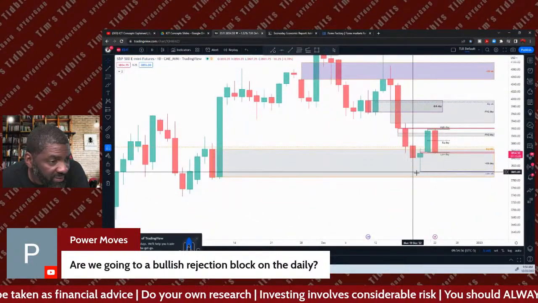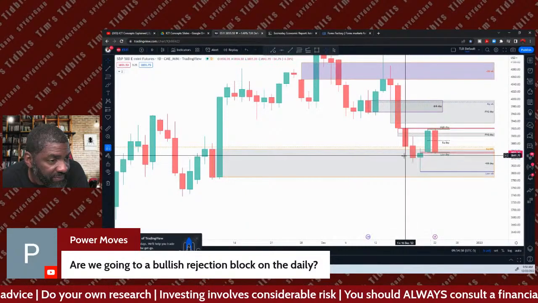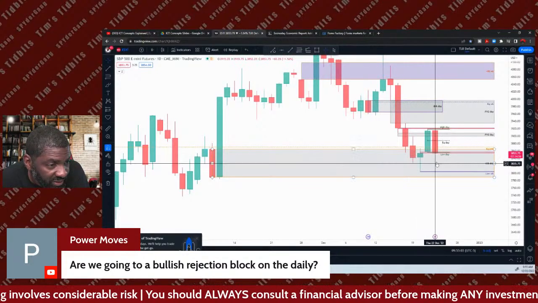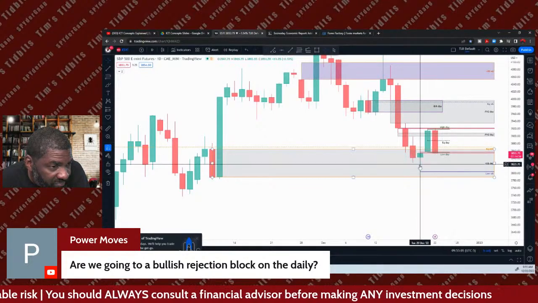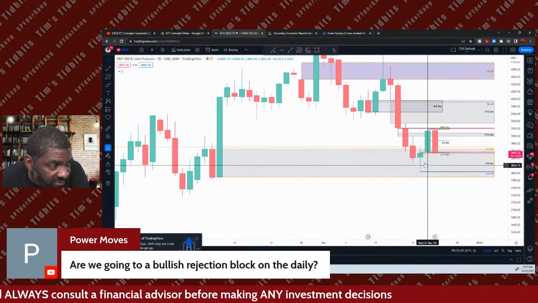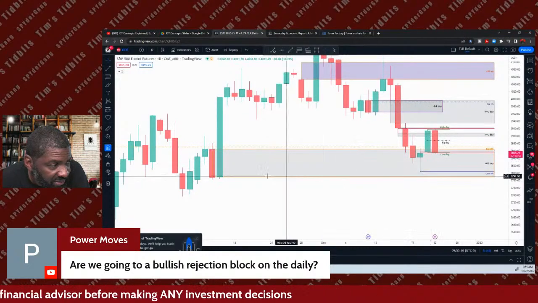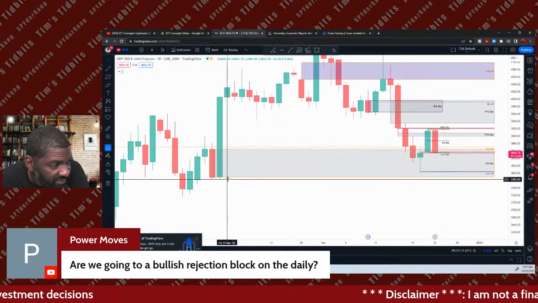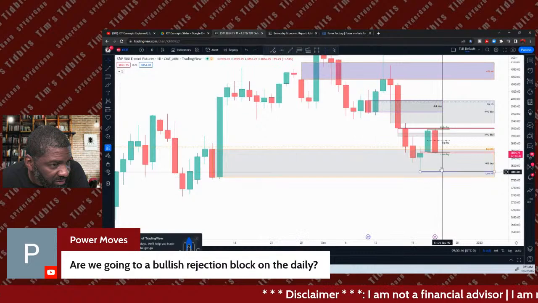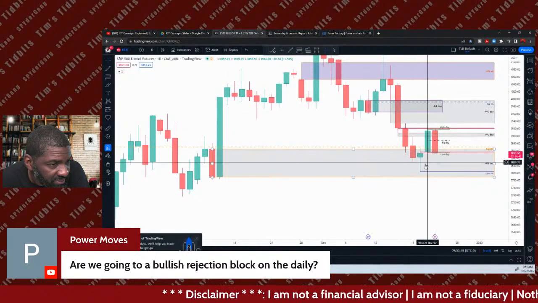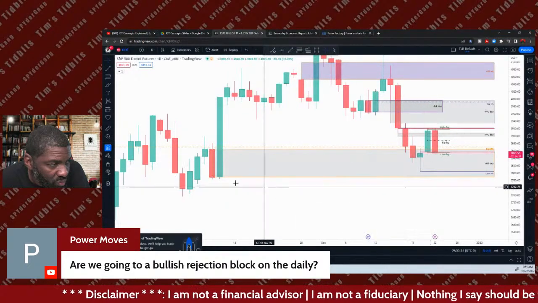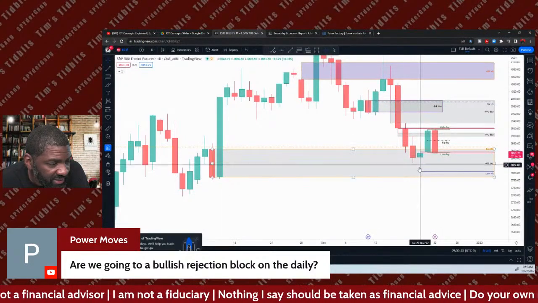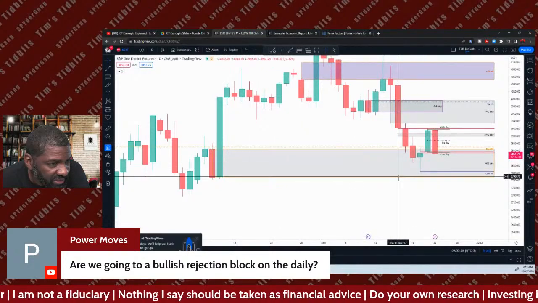Now, the only thing about this is that we took the sell side and we reacted off of it. The only thing about this rejection block right here is that it's so close to these equal lows. I'm looking like, do the algos really want those? When we came there last time, we got a nice rejection off of this.